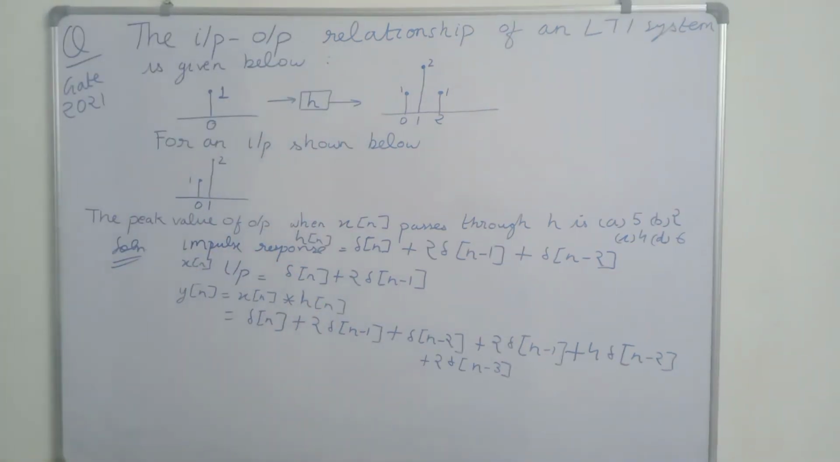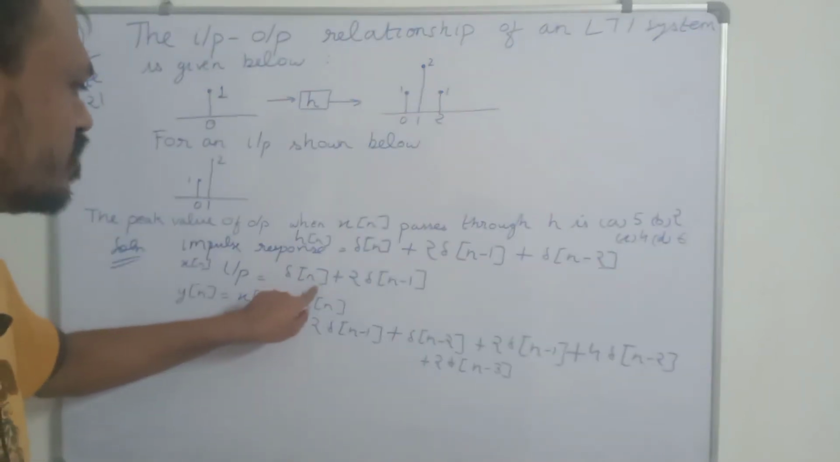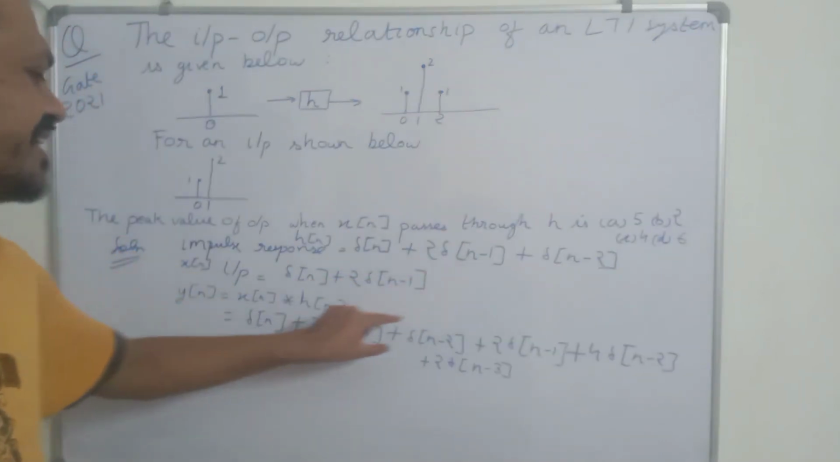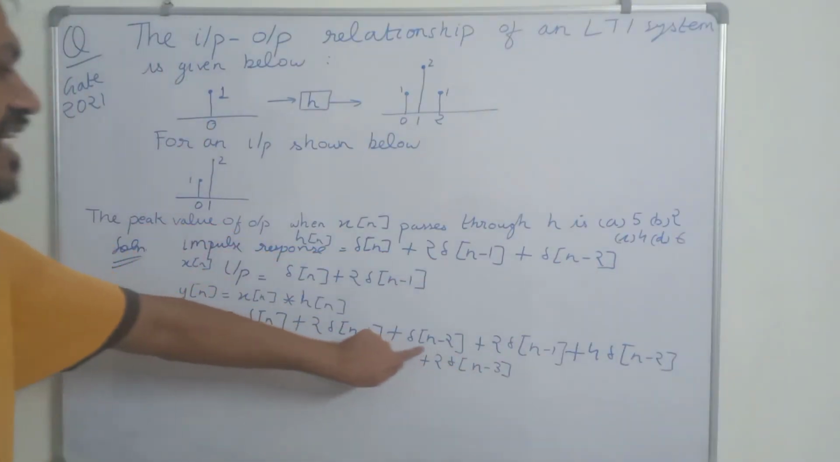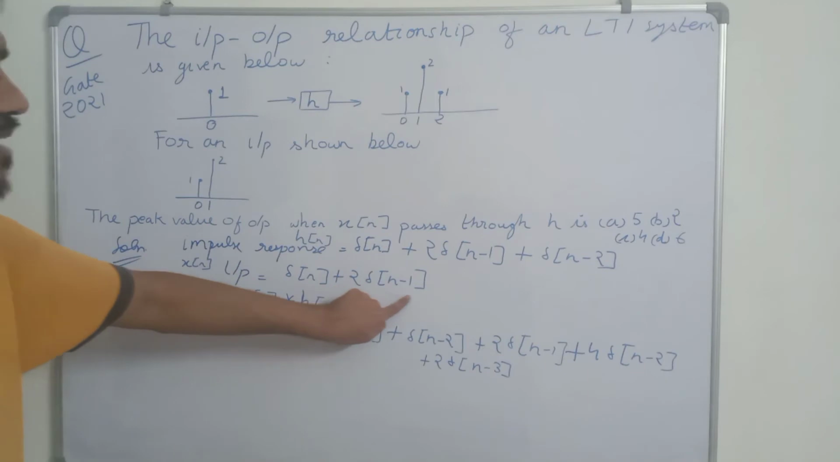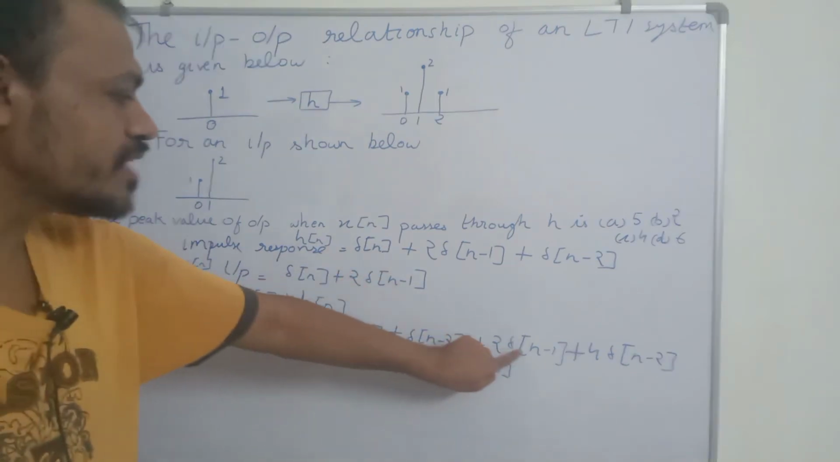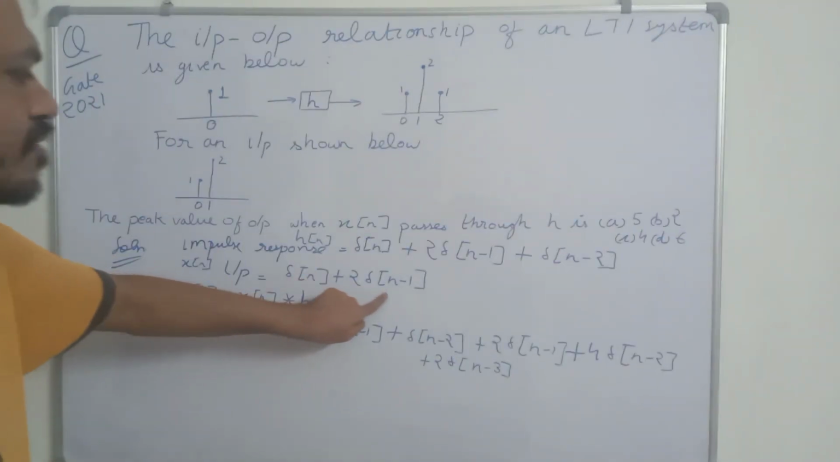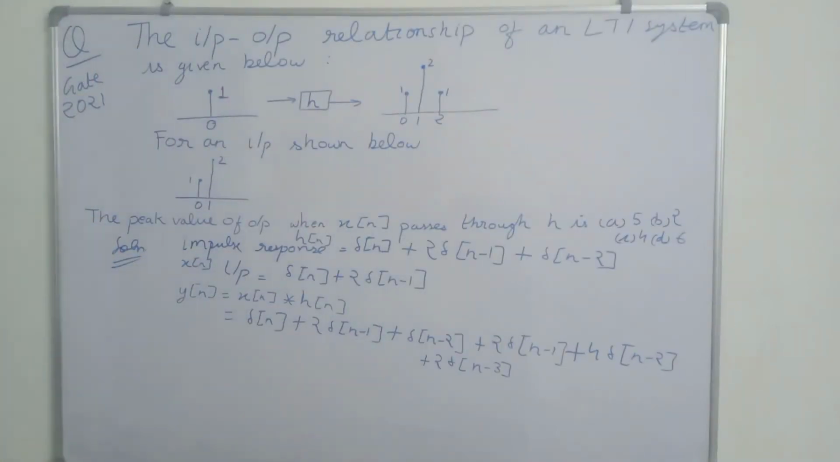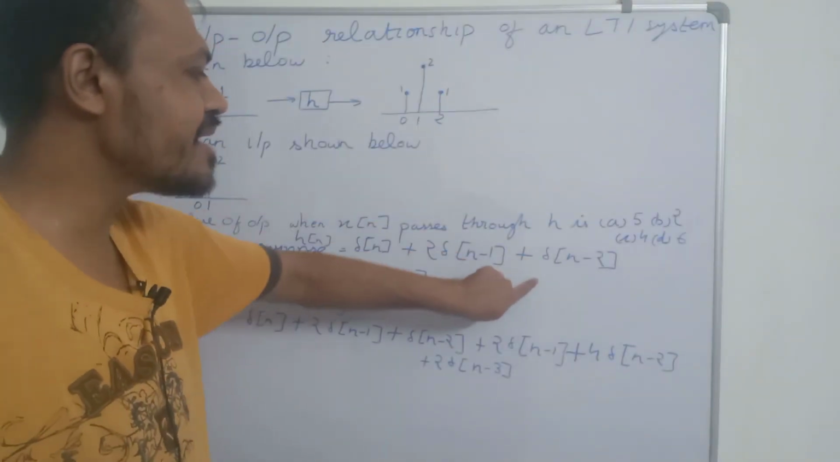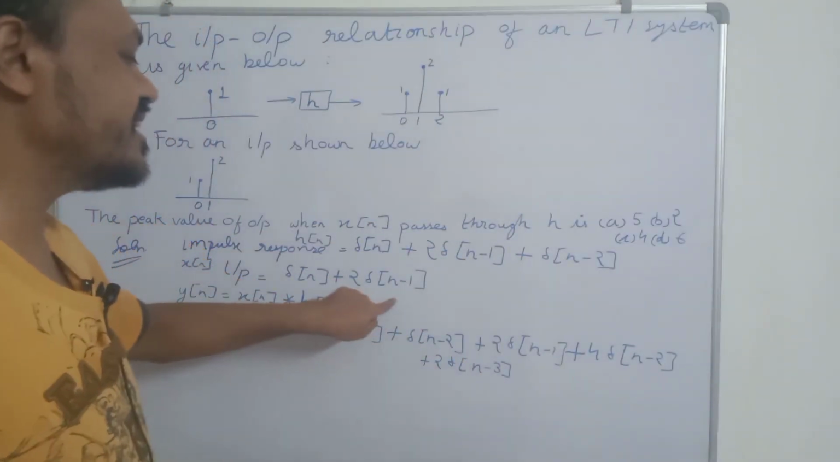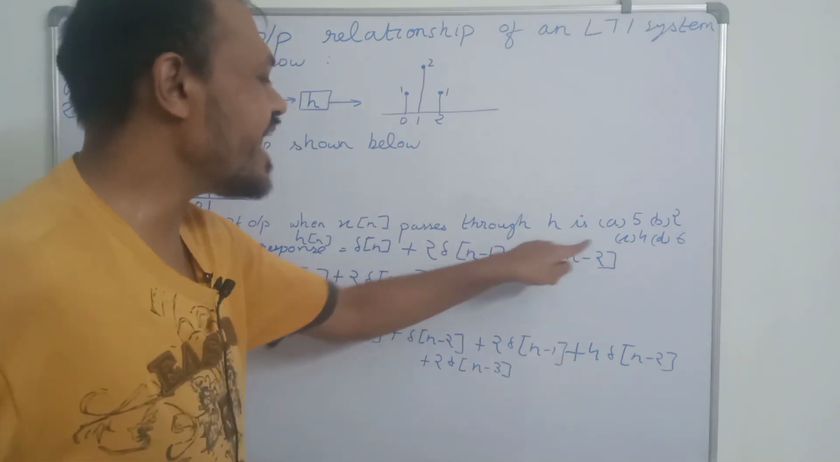So this is the convolution result. Convolution of delta n with delta n is delta n. Then convolution of delta n with 2 delta n minus 1 is 2 delta n minus 1. Then convolution of delta n with delta n minus 2 is delta n minus 2. Then convolution of 2 delta n minus 1 with delta n is 2 delta n minus 1. Then convolution of 2 delta n minus 1 with 2 delta n minus 1 is 4 delta n minus 2. Then convolution of 2 delta n minus 1 with delta n minus 2 is 2 delta n minus 3. Just multiply the magnitudes and add the times.